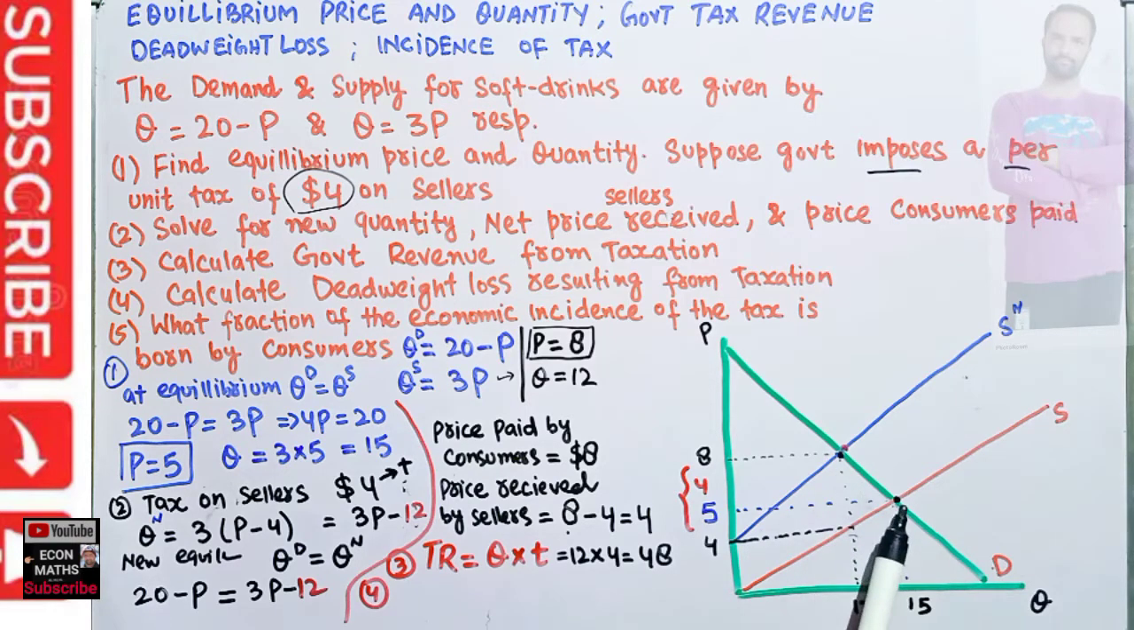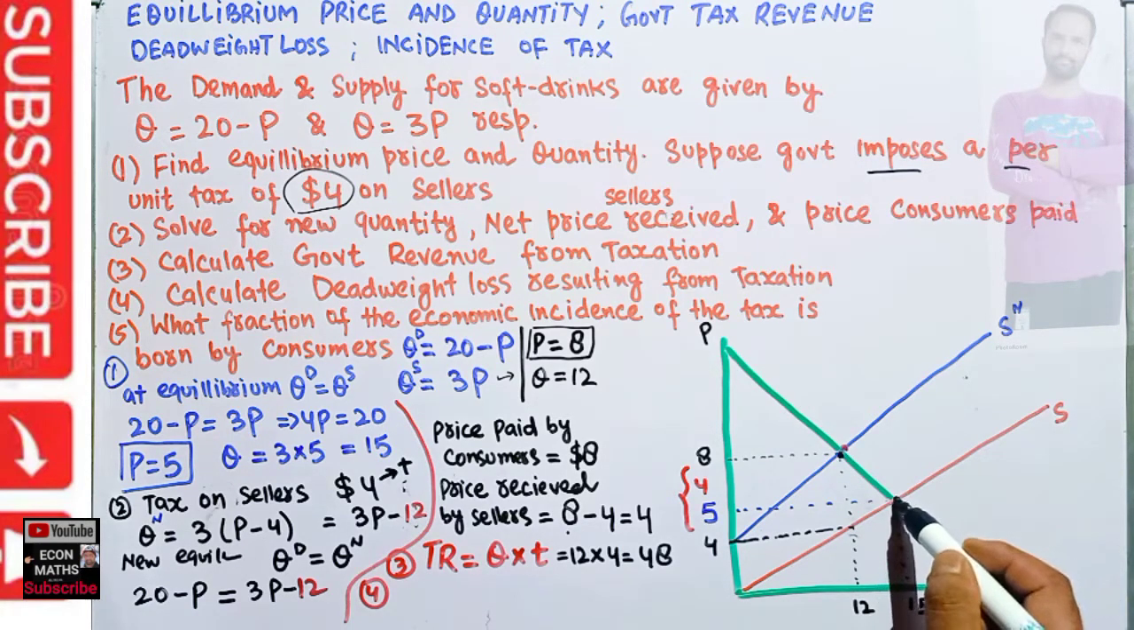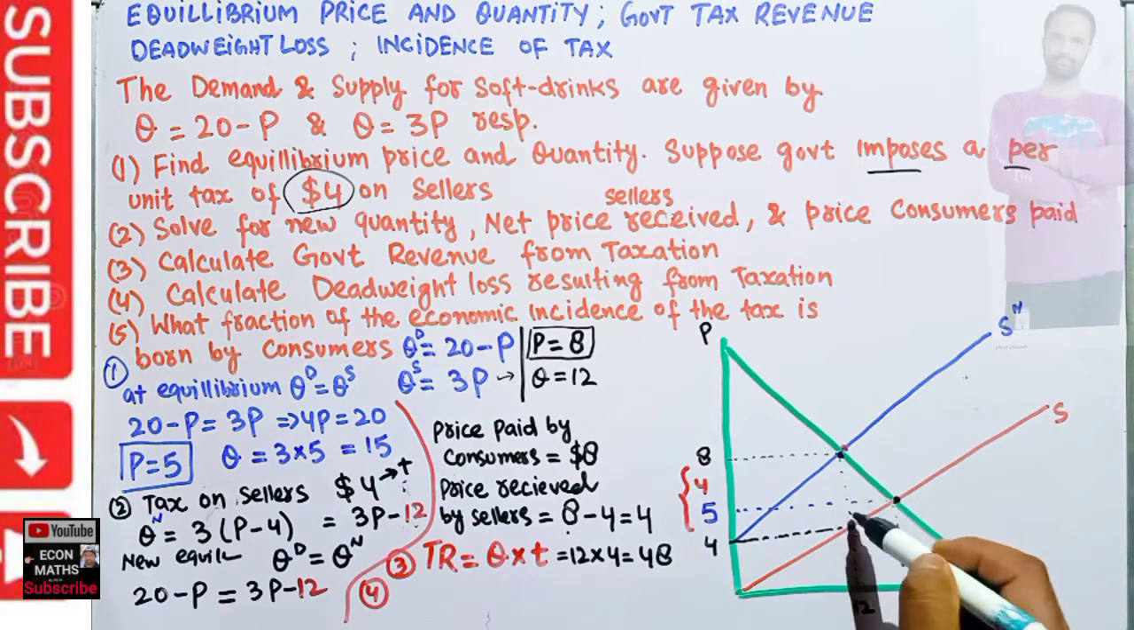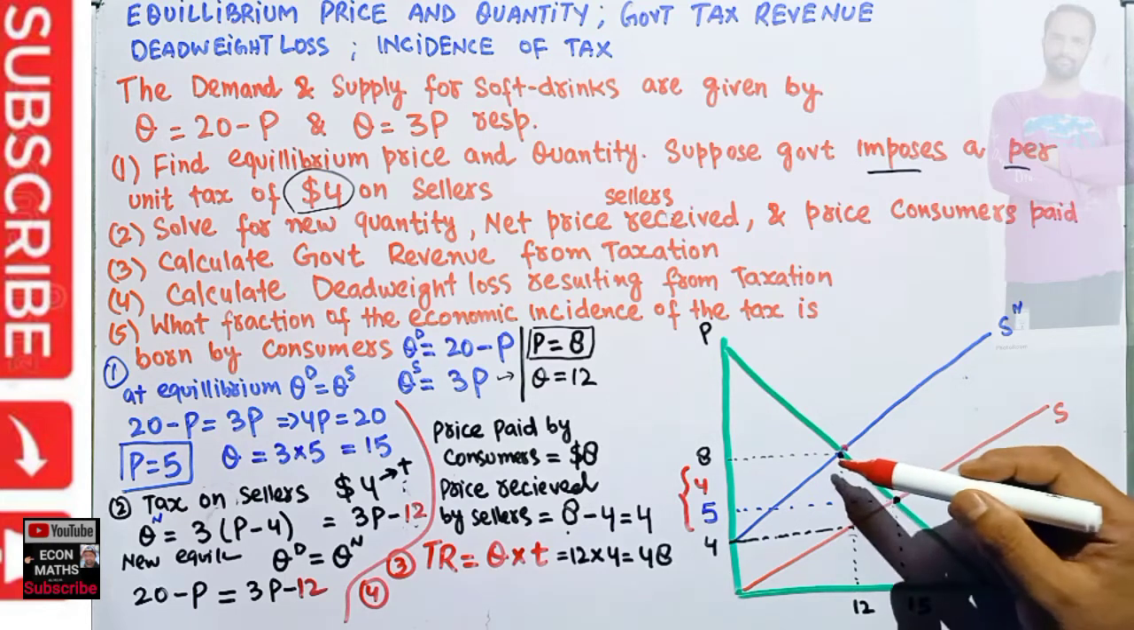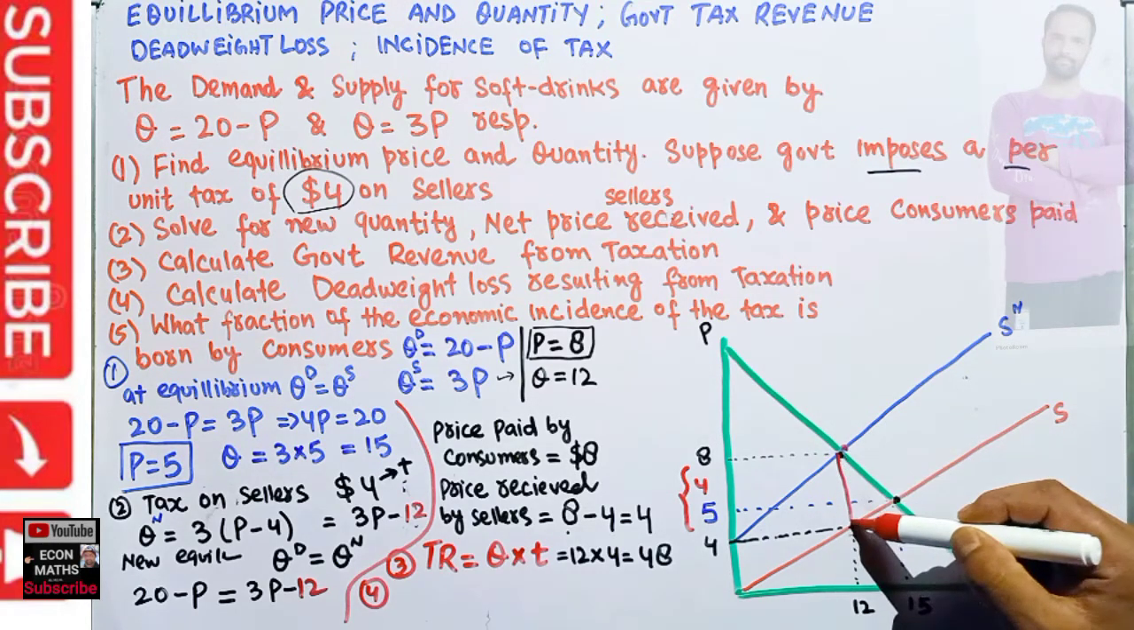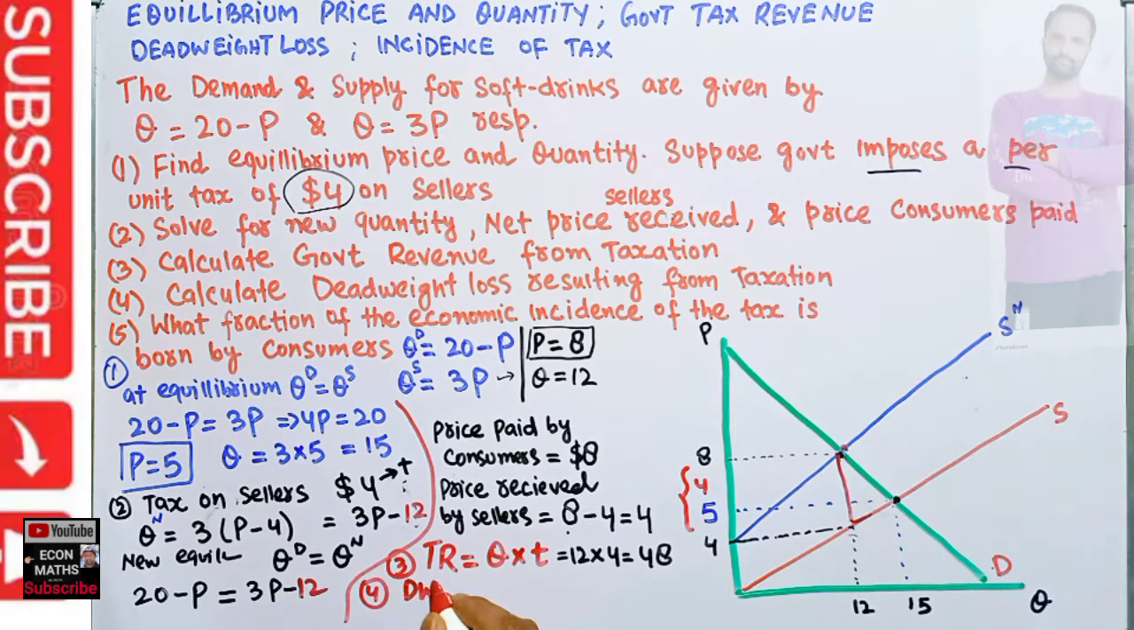Okay, so our equilibrium is being disturbed. So the loss will be simply the area of this very triangle. I have explained the deadweight loss in earlier videos. I will not be able to explain it here again, because I don't have the space and time here. So the deadweight loss will be the area of this very triangle, and the height of this triangle is 8 minus 4, which is 4.